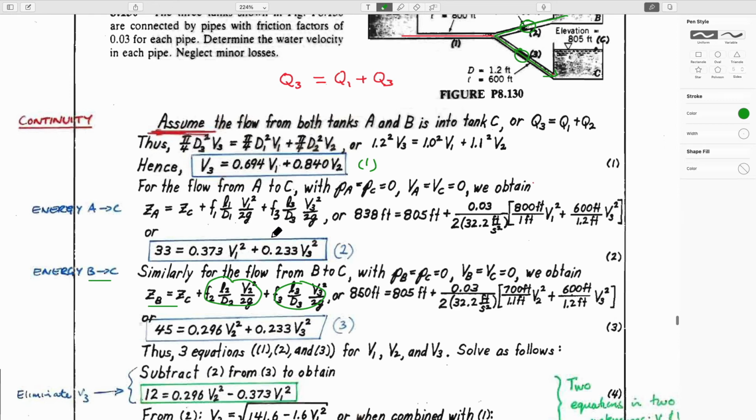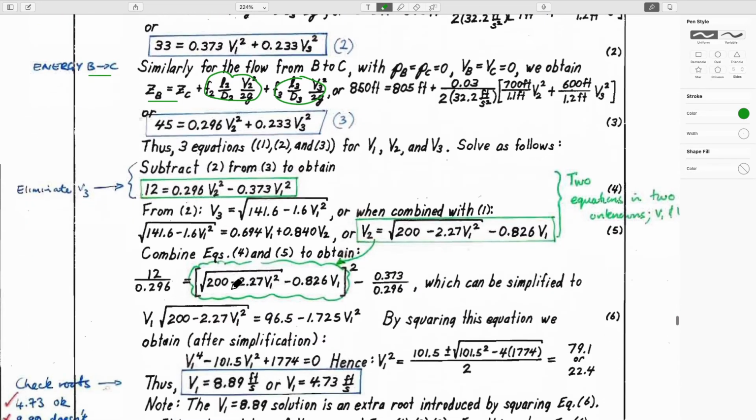But again, you're basically solving 3 equations with 3 unknowns: velocity 1, velocity 2, and velocity 3. It's made a bit more challenging in that you can't just solve it as a simultaneous equation, because this is V squared. And so you have to jump through some hoops and come out with it.